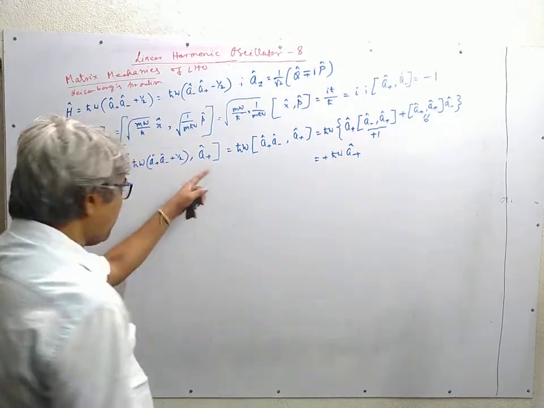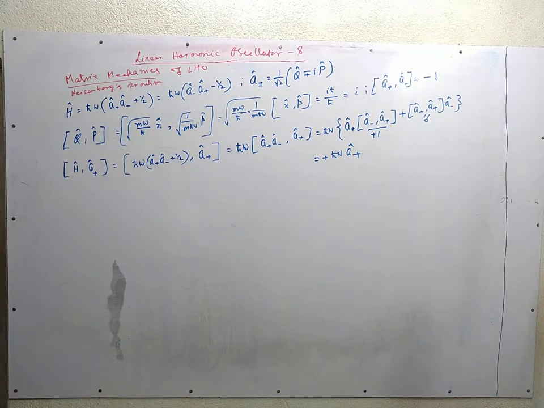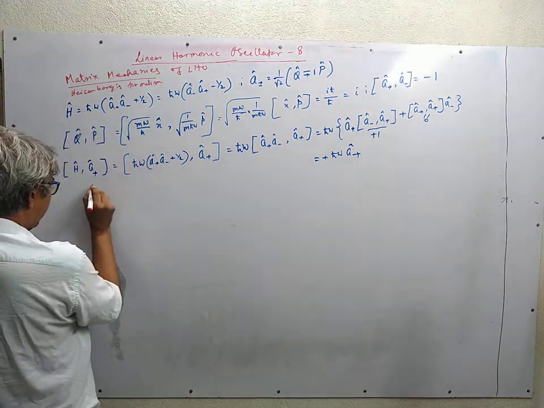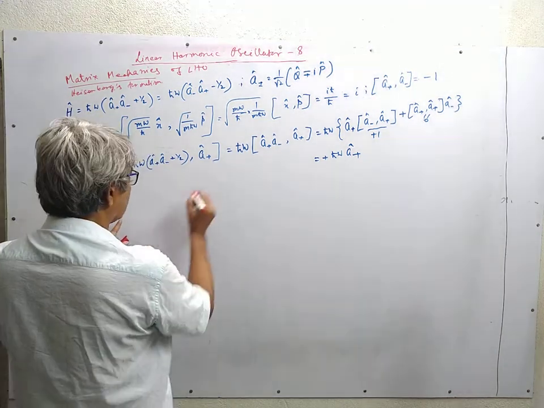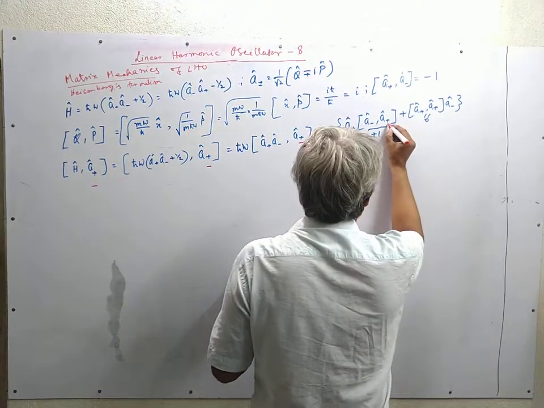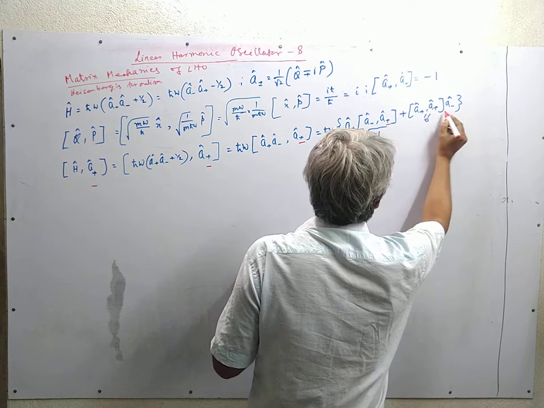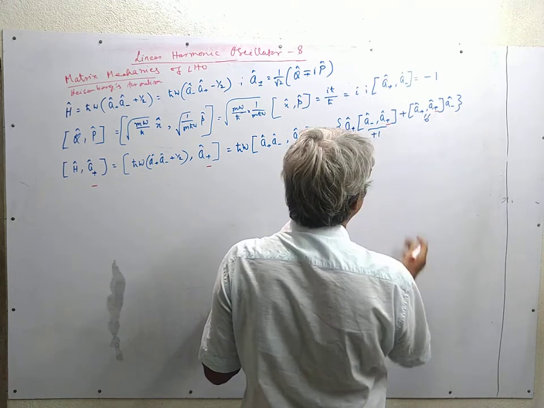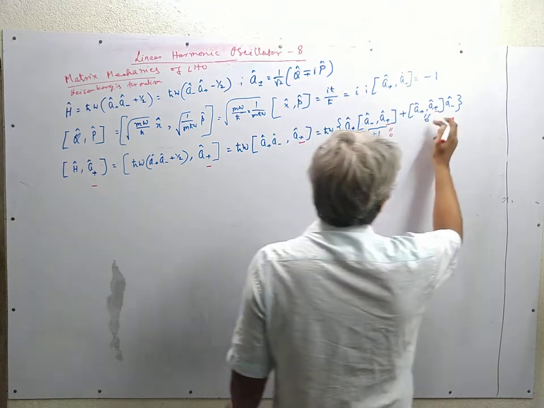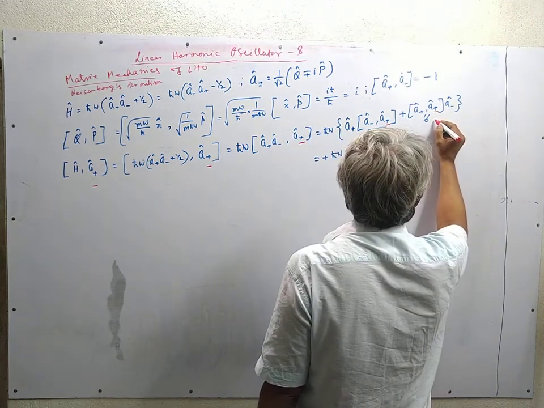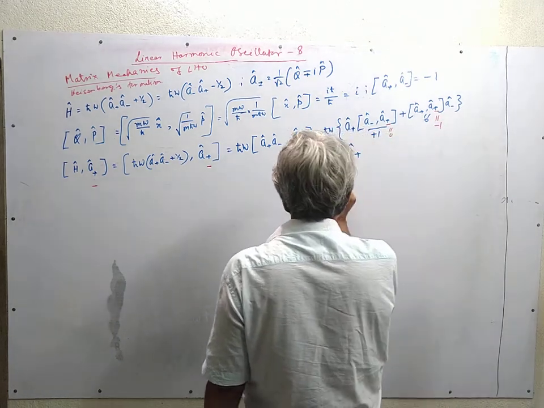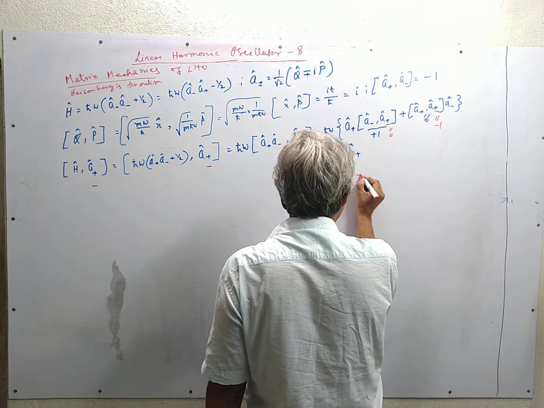Instead of A plus, if we were using A minus, that is the commutator with A minus, then it will be A minus here and A minus there. In that case, we find that this would be equal to 0 and this would be equal to minus 1, and the result would be minus H cross omega A minus.